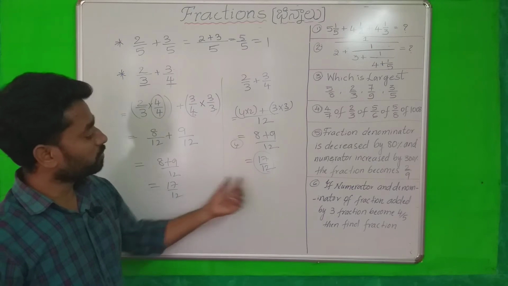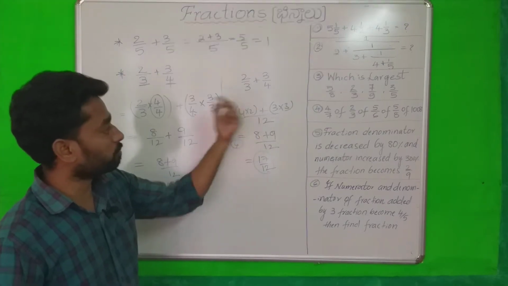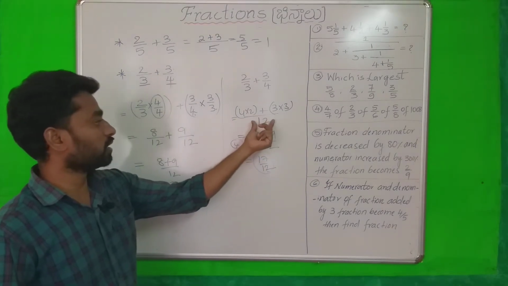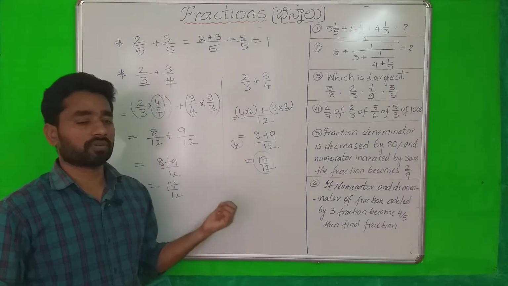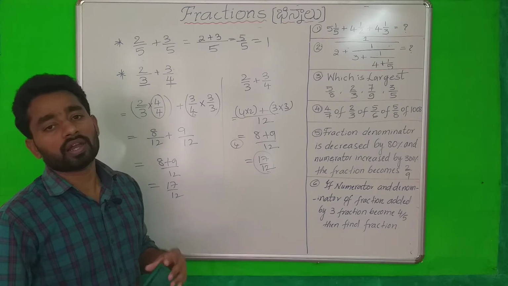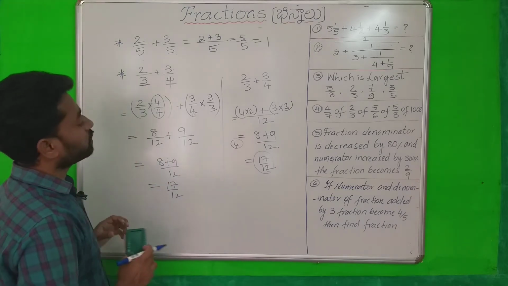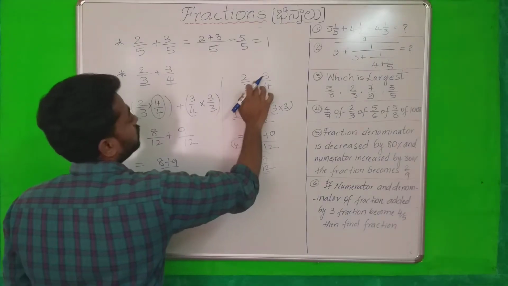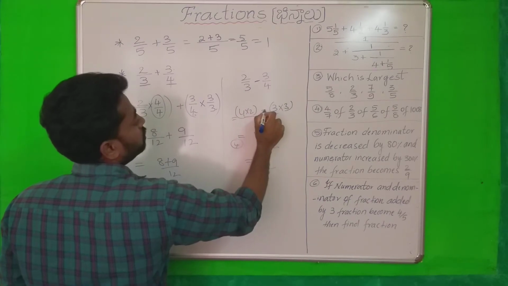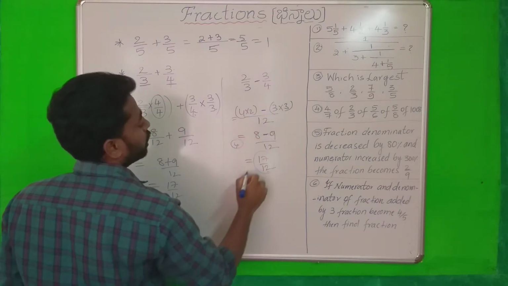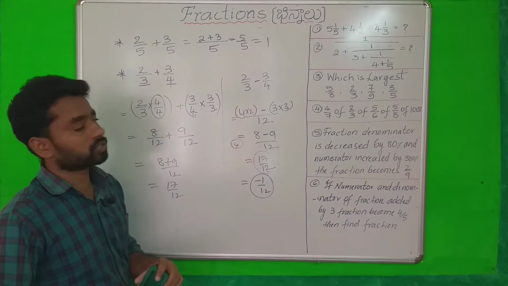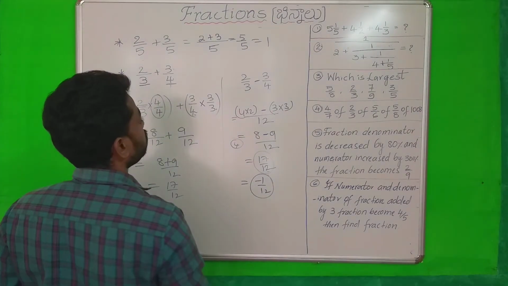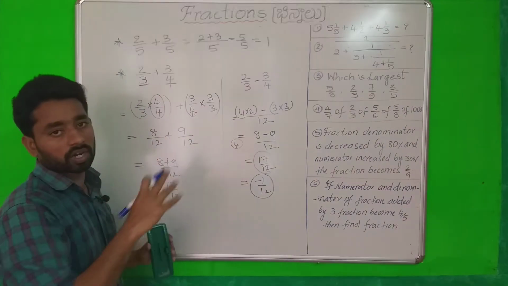So these two are the same process, but here the process is different. LCM process is making the denominators the same, converting into like fractions. Okay, so like that we can do addition or subtraction. If it is a minus sign, same process: 8 minus 9 is minus 1 by 12. So this is the subtraction process. So this is addition and subtraction of unlike fractions.